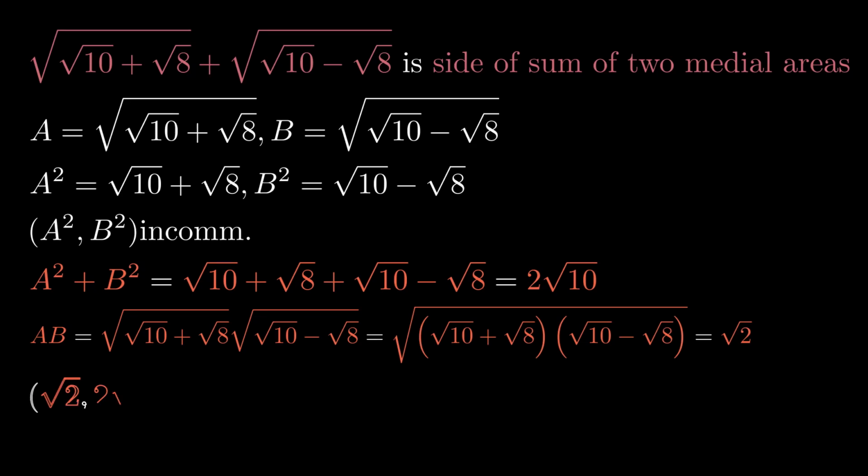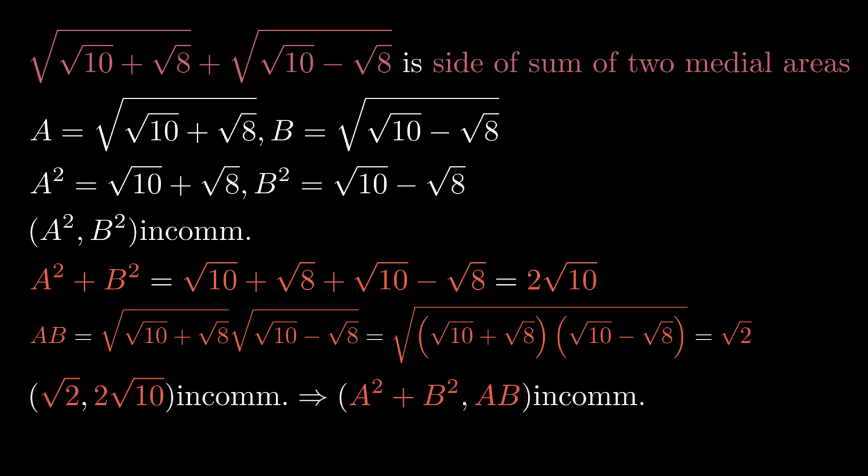The square root of 2 is not commensurable with 2 root 10, so a squared plus b squared is incommensurable with ab. Thus, overall, the square root of root 10 plus root 8 and the square root of root 10 minus root 8 are incommensurable in square, whose sum of squares and product are both medial but incommensurable. So the square root of root 10 plus root 8 plus the square root of root 10 minus root 8 is a side of the sum of two medial areas.